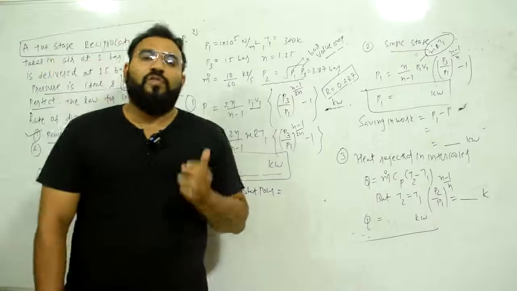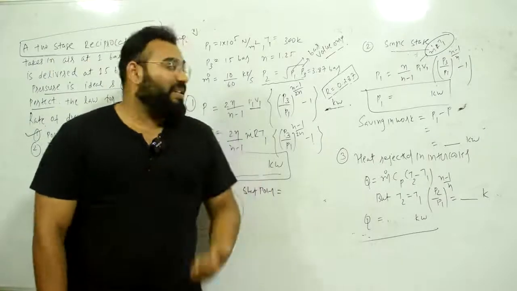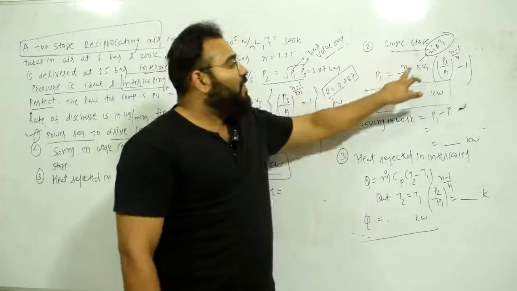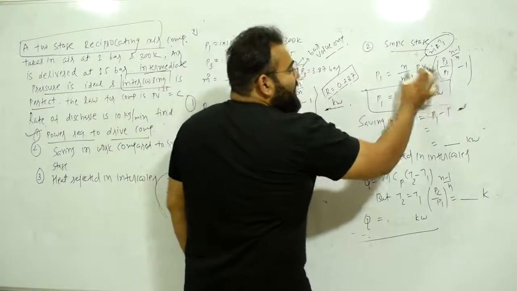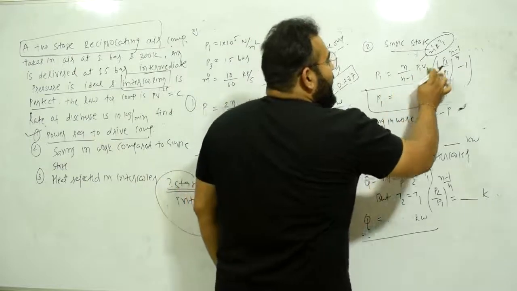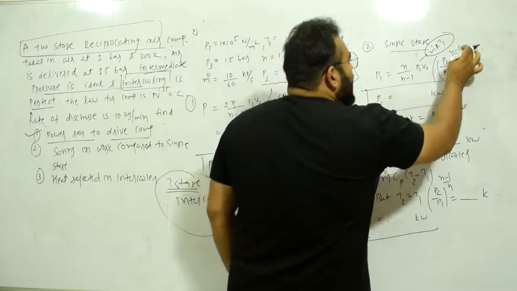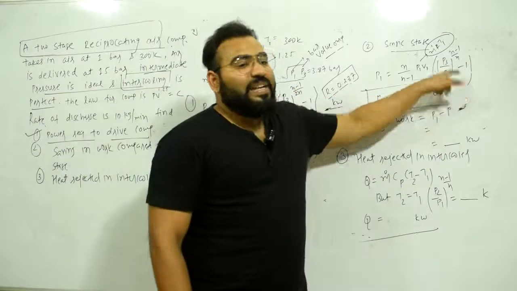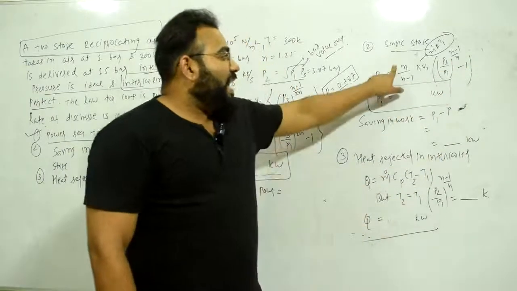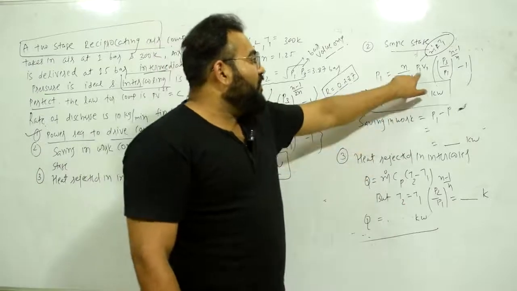First I have to find the power required in single stage. So first I will require the power required for single stage. The power required in single stage equation will be something like this: n upon n minus 1 P1 V1 [(P3 upon P1) to the power n minus 1 upon n minus 1]. You have to remember, if you do compression in single stage, your equation will be like this. And you know that n is 1.25, P1.